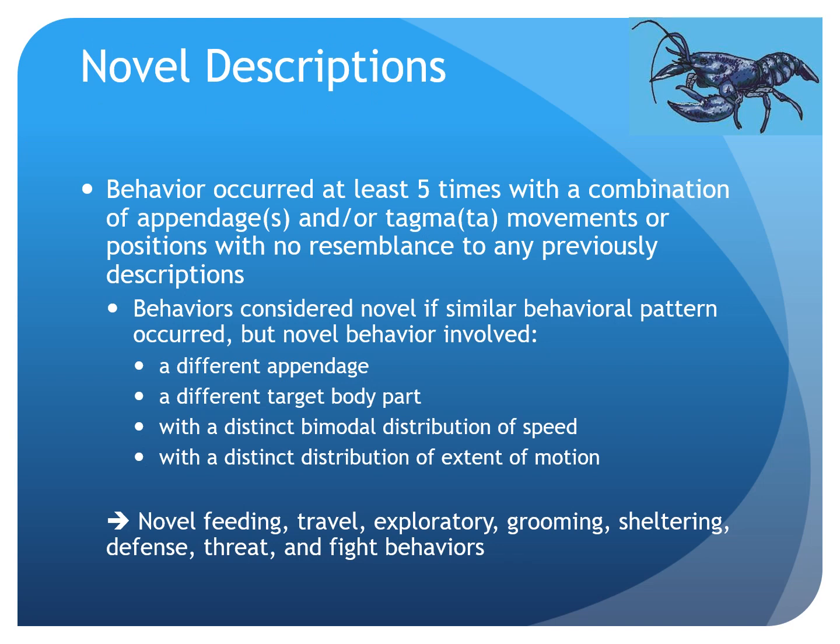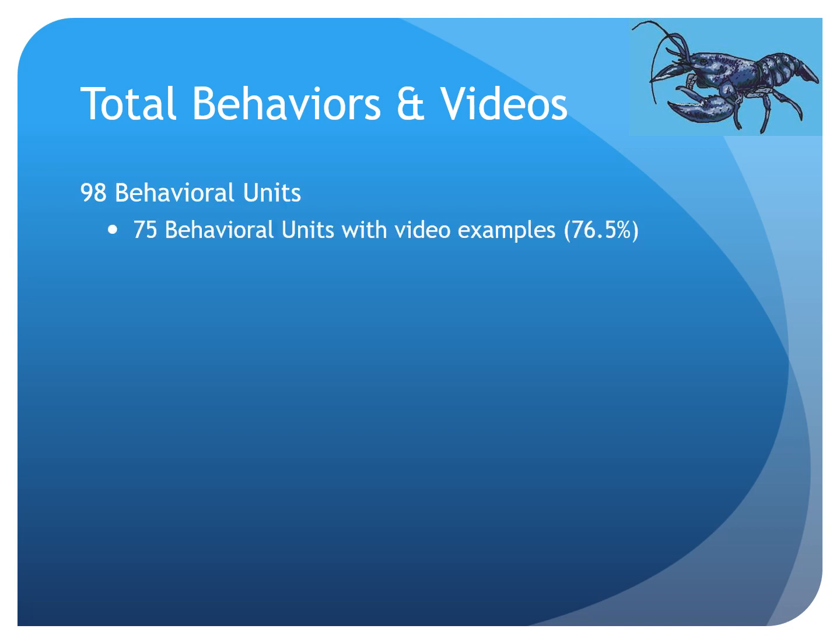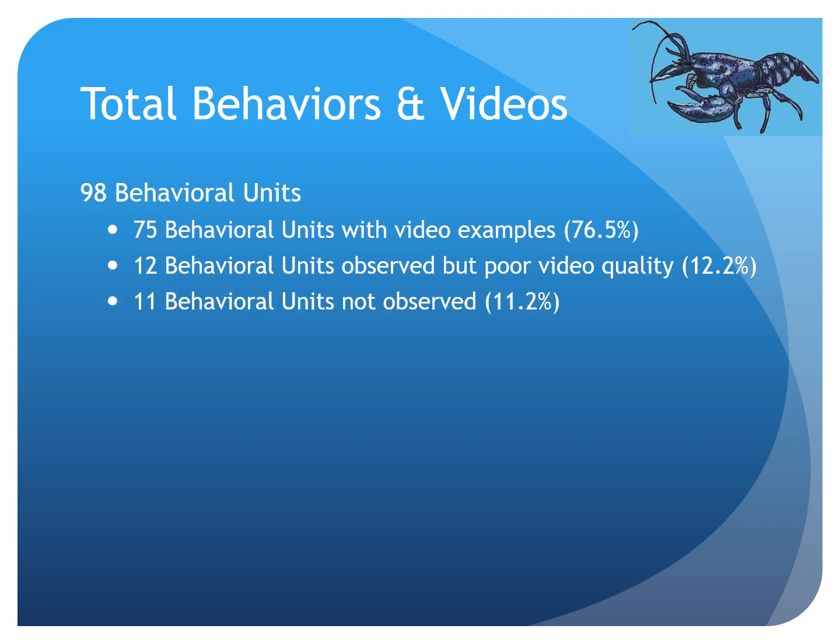Using these criteria, novel behavioral patterns were found in nearly every context I looked at, from feeding and travel all the way to fight. In total, I described 98 behavioral units, of which 75 have an accompanying video example. Whereas 12 behavioral units were observed and described, but the quality of the videos were too poor to use as examples. And only 11 behavioral units occurred in the published literature and went unseen in the videos.